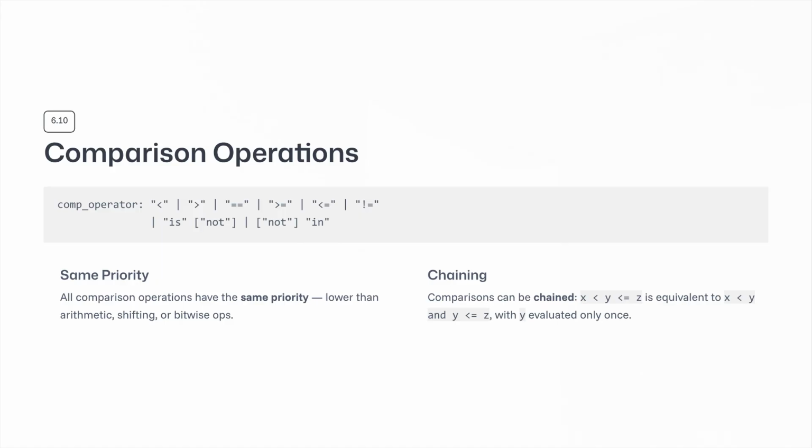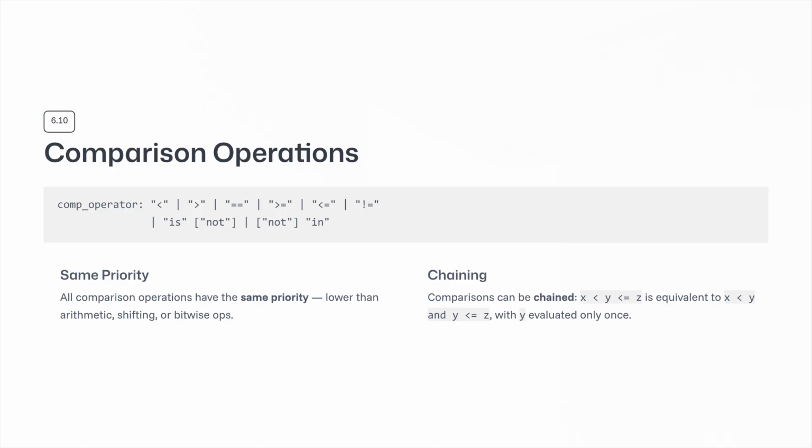Lines 1 and 2 show the grammar. Comparison operators include less than, greater than, double equals, greater than or equal, less than or equal, not equal, is, is not, in, and not in. 2 key properties. Same priority. All comparison operations have the same priority, lower than arithmetic, shifting, or bitwise ops.